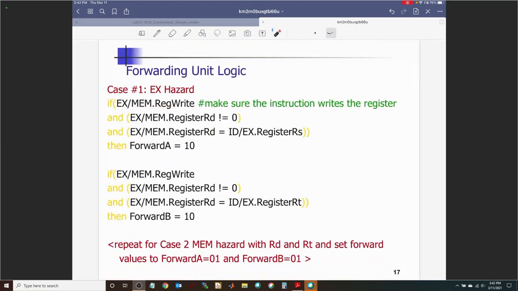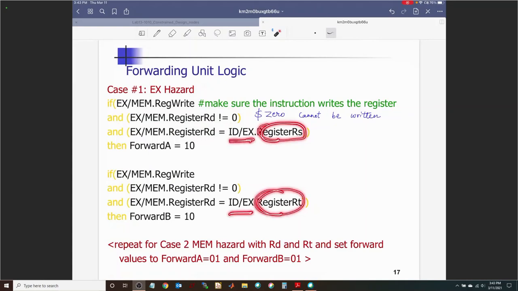Alright, so if that is true, and if the destination register is not equal to zero, what does that mean? You have to make sure that you are not writing to $0, right? It cannot be written. It is fixed. It has all zeros. You cannot change it. So you have to be writing to the register file, and that register should not be equal to zero. And there should be a match between the destination register in the XMEM pipeline register and the source register in the IDEX stage.